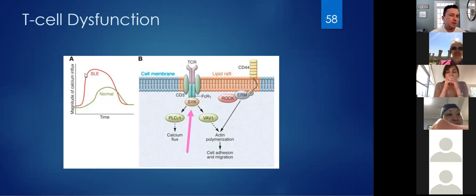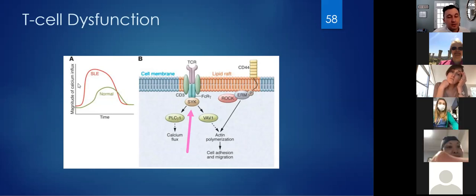This graph here on the left is looking at the influx of calcium into T cells, and long story short, calcium is what initiates the T cell cascade that ultimately results in either granules being released to kill cells or cytokines being released. But you can see in lupus, there's this really intense influx of calcium.